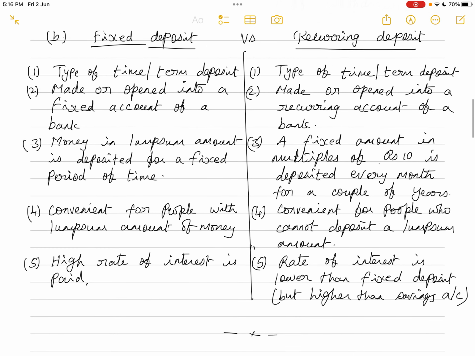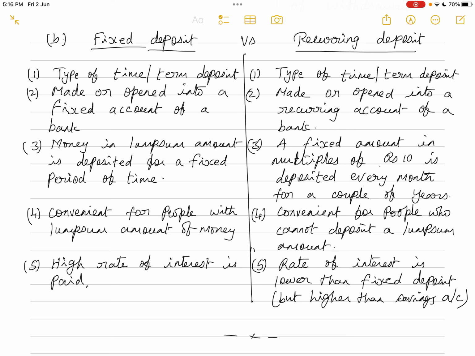Now these are all the various types of deposits accepted by the commercial banks. Hope the answer is clear to you. Now let us move to the answer.